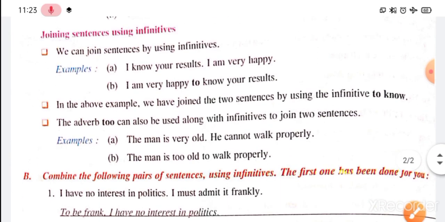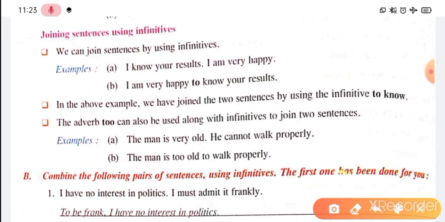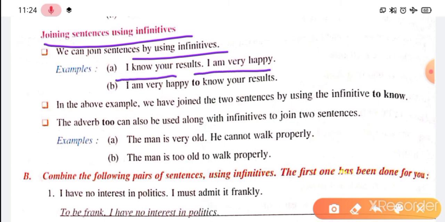Okay. So see another concept, guys. Joining sentences using infinitives. Using the infinitive, we have to join the sentences. See the examples. We can join sentences by using infinitives. I know your results. I am very happy. Now two sentences are given here. Okay, so I am very happy to know your result. How easy it is. I know your result and I am very happy. I am very happy to know your result.